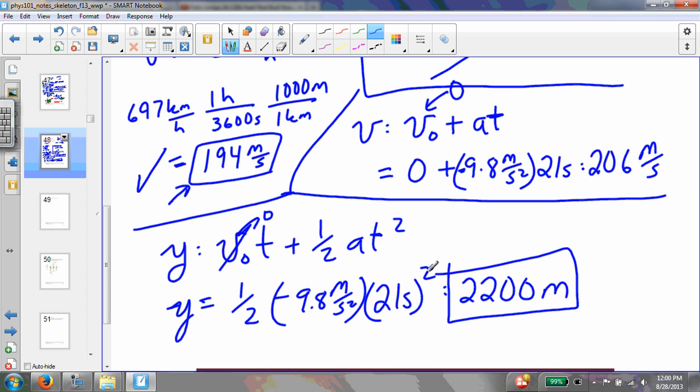All right, so those are basic free fall problems. They're really just kinematics problems, except anytime you find something that's falling on the planet Earth, we'll always know its acceleration to be negative 9.8.